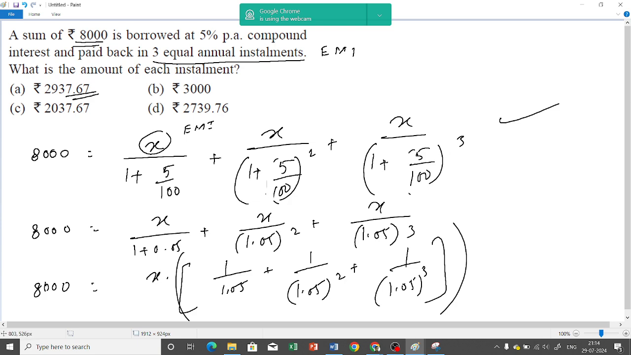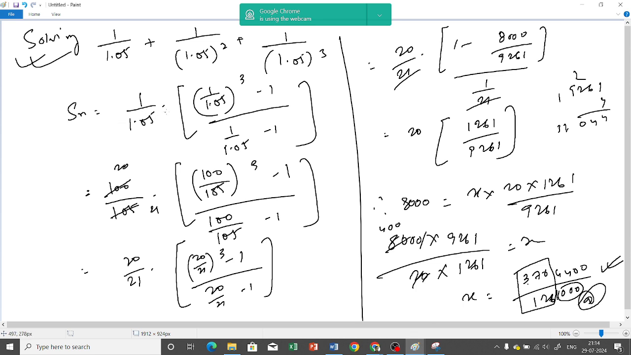Okay. So now what is happening? 1 plus 5 by 100 is 0.05. The rest is calculation. Now see, from here I can see that x I can take common. Say I took x common, I get 1 by 1.05, 1 by 1.05 square plus 1 by 1.05 whole cube. Now this is a GP series. Clearly it's a GP series. So I apply the sum of GP series formula.